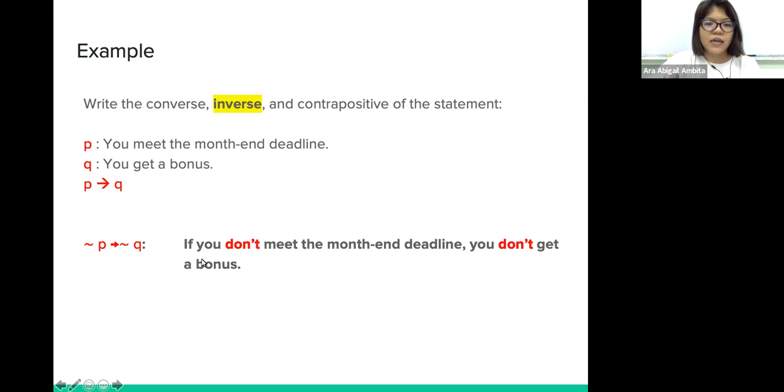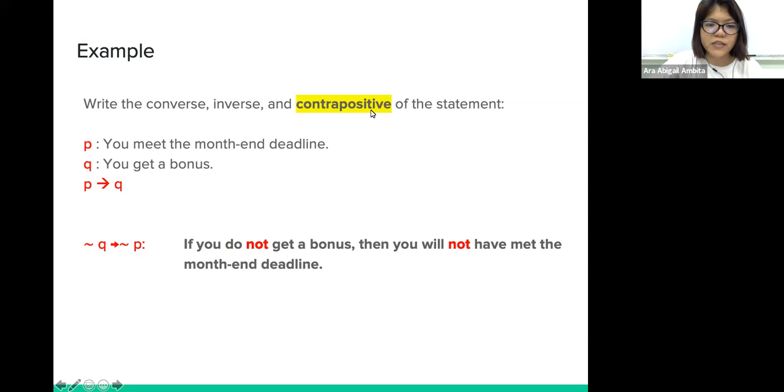Now for the inverse. The inverse again is just the negation of P and Q, so we have not P implies not Q. If you don't meet the deadline, then you don't get a bonus. We just negate the P and the Q.